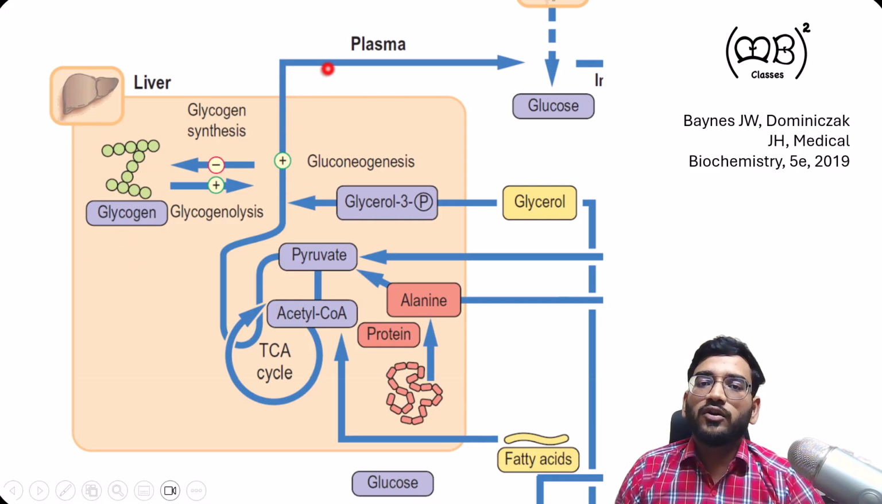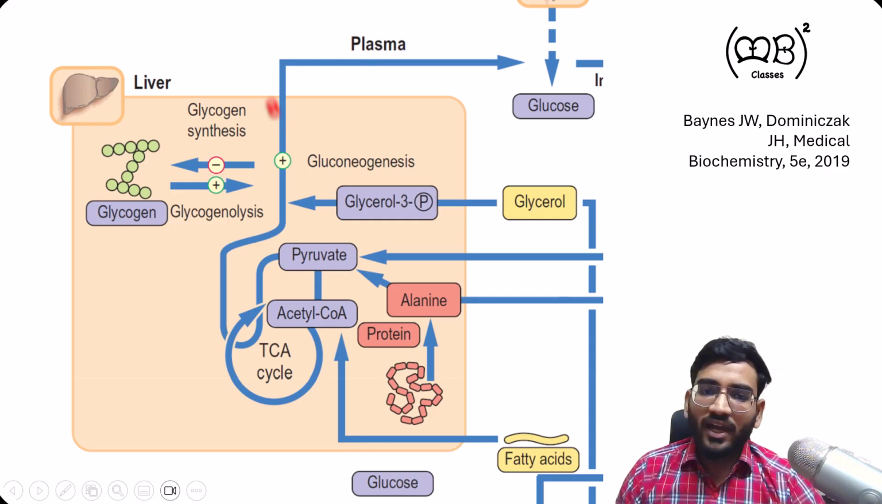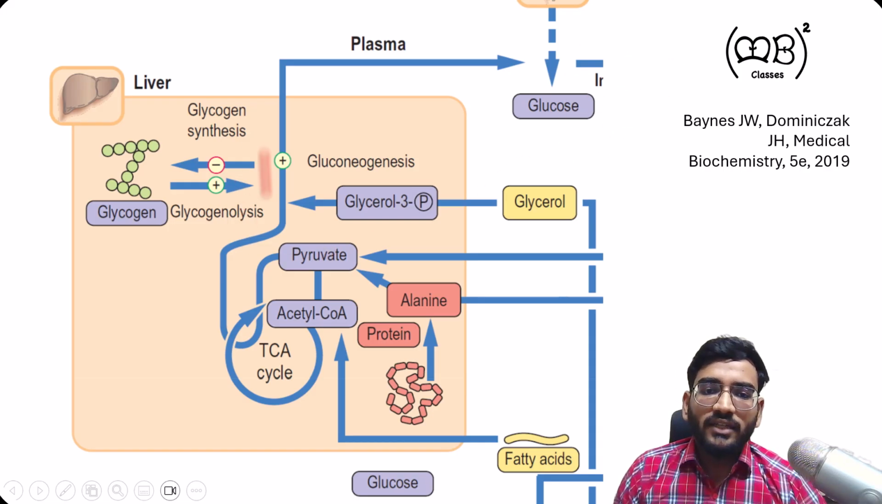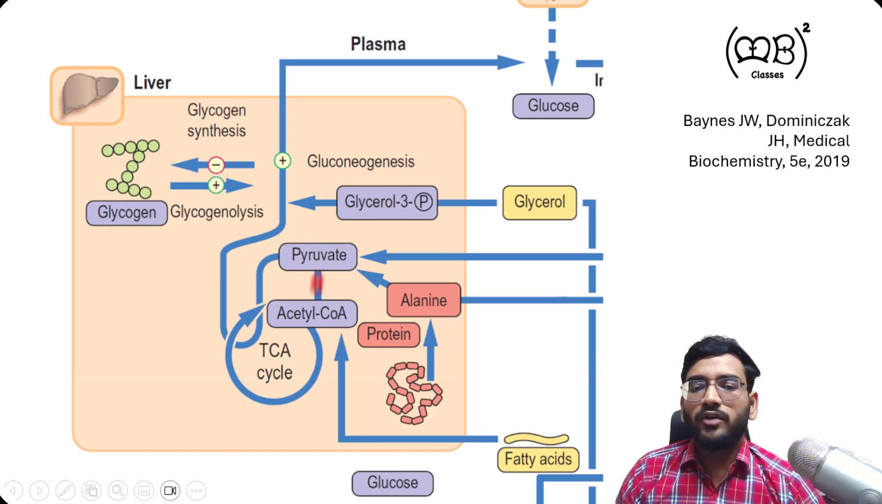The glucose will go into the plasma via the GLUT2 transporter, because it is a two-way transporter. Bidirectional transport can happen. The glucose which is in the plasma is given to the muscle so that the muscle can use glucose for energy. Second, the glucose is also used for the formation of some amount of pyruvate, and that pyruvate goes to acetyl coenzyme A to provide energy.